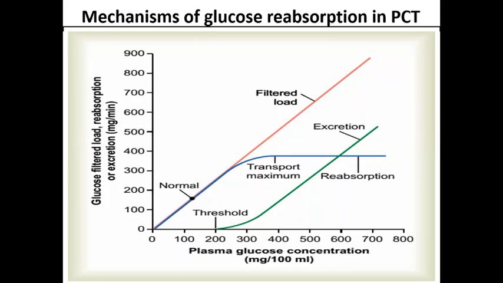So it will appear in the urine because now the transporter proteins will reach the T maximum, the transport maximum. The extra amount of glucose will appear in the urine. That's why there will be glycosuria. So there will be glycosuria if a patient is diabetic.